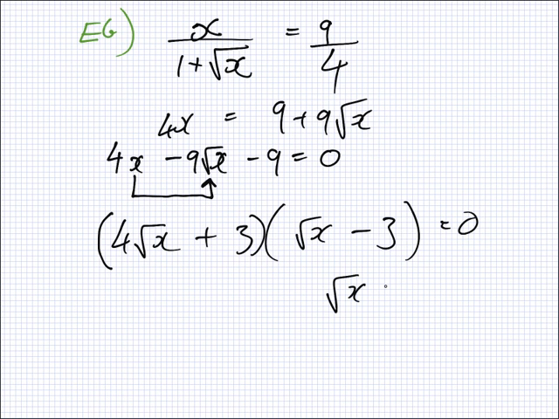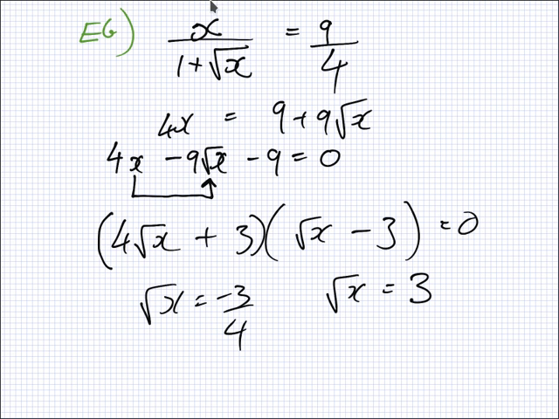Either root x equals 3 or 4 root x, root x equals minus 3 over 4. Now Nikita, what answer did you get earlier? 9 and 9 over 16. And are they both positive? Yeah. Or was one of them negative? They were both positive answers when you squared it?